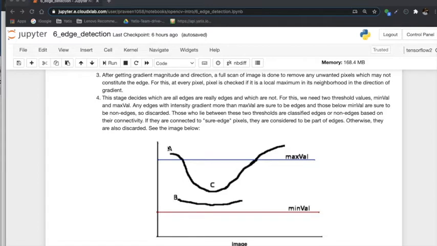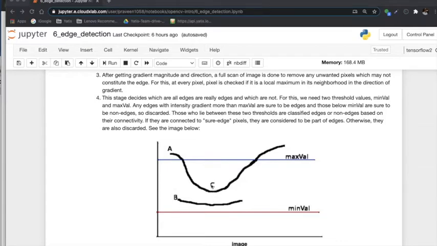So the Canny edge detector takes two threshold values, a max val and a min val. Any edge value above the max val is considered to be a sure edge. And anything below the min val is considered to be a sure not edge. And the values in between are then analyzed.